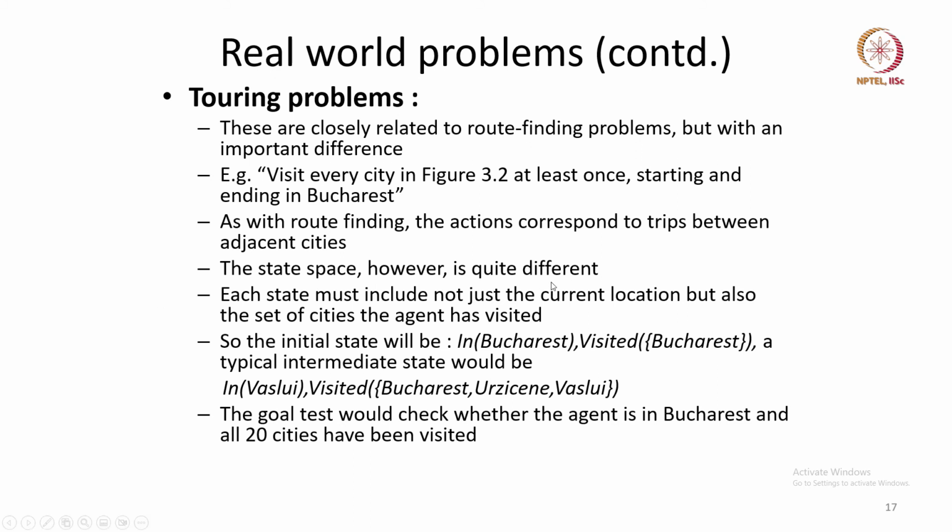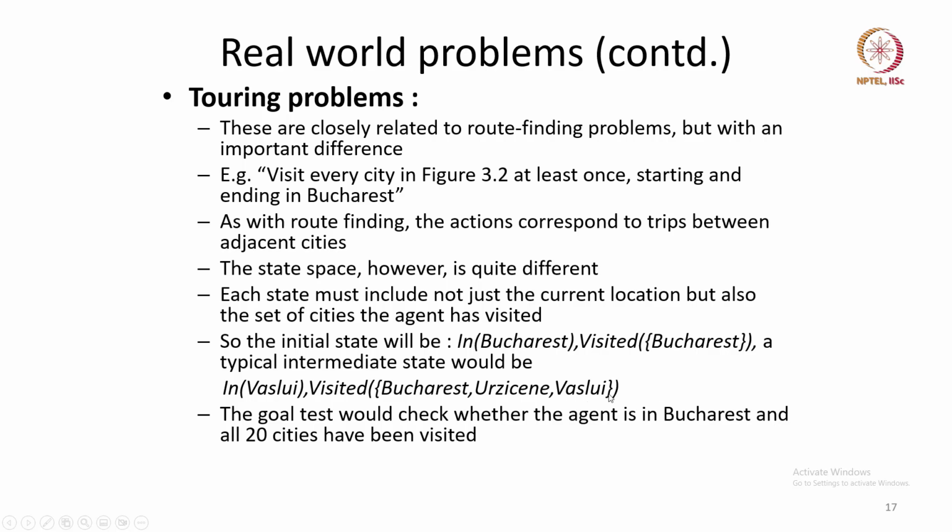So obviously the state space, each state must include the current location and also the set of cities the agent has already visited. So the initial state will be in Bucharest and visited Bucharest. So you will have visited, which will give the list of cities that he has already visited. Or in Vaslui, visited Bucharest, etc.